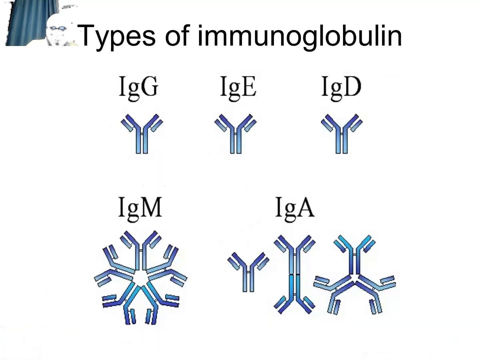So these are the types of immunoglobulin: immunoglobulin G, immunoglobulin E, immunoglobulin D, immunoglobulin M and immunoglobulin A. Immunoglobulin A is very relevant because it crosses the placenta. It can be associated with passive immunity, and it is also abundant in breast milk. So it's a very important immunoglobulin in terms of maternal and fetal interchange of immunity.